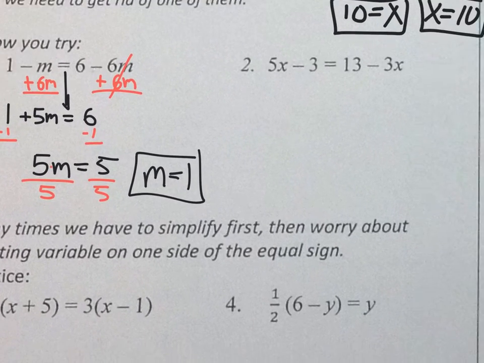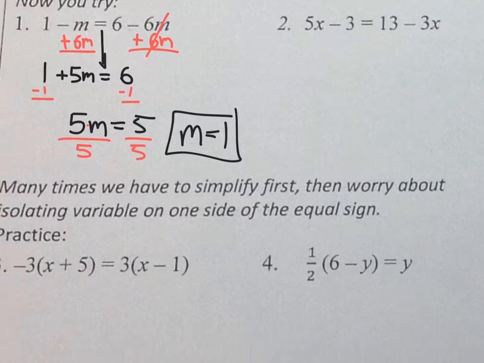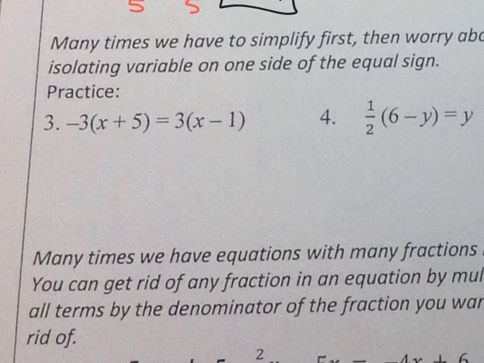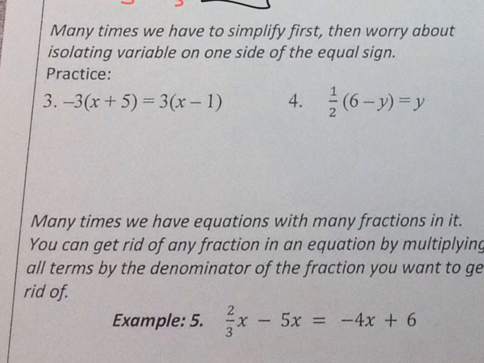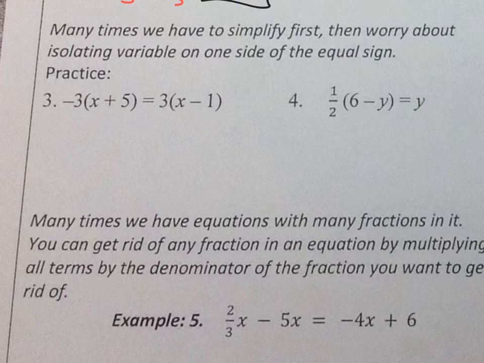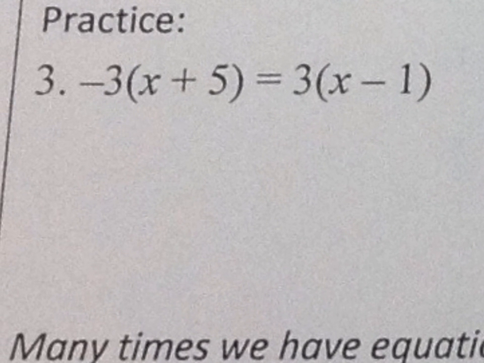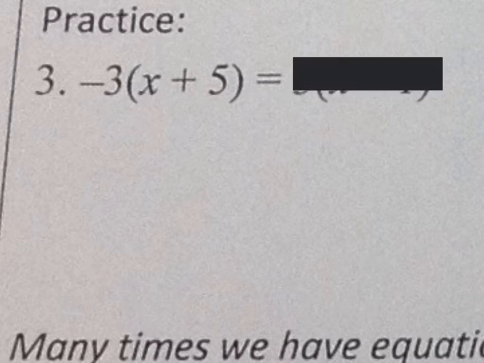Should I explain number 2 or move on? Move on. Okay. So on this next one it says, many times we have to simplify first, then we worry about isolating the variable on one side. So in this case, when we look at the left side, there's simplification that we could do. Over here, there's simplification we could do.